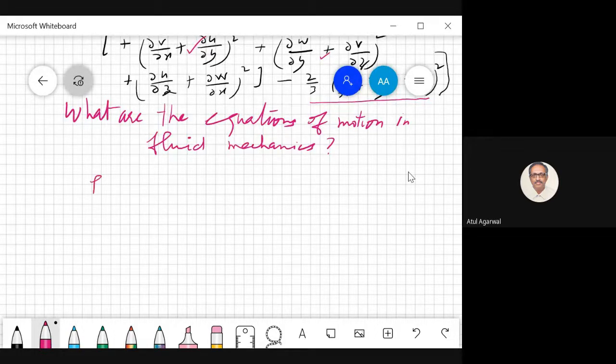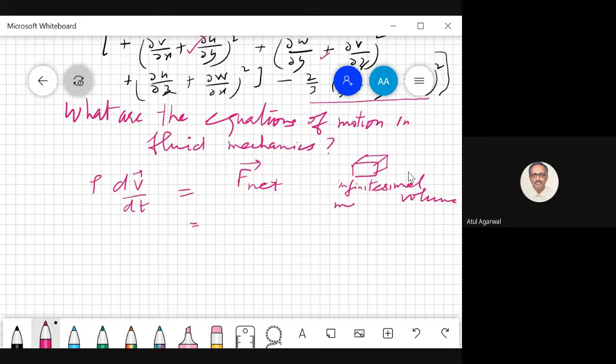You know that rho dv by dt is equal to the net force on the particle. So your net force on the material particle. You have a material particle of infinitesimal volume, so you call it a material particle. The mass of the particle is rho into its volume. So this force is also per unit volume. All these terms are per unit volume.